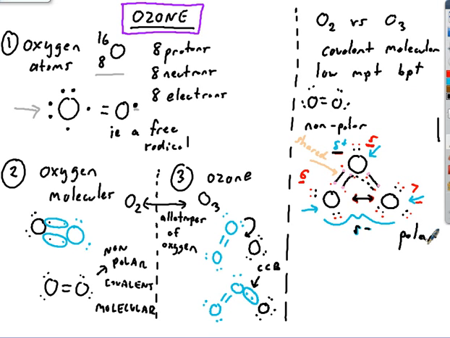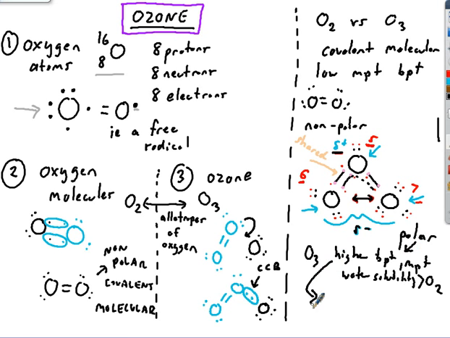Now, being polar, ozone has a slightly higher boiling point, melting point, and water solubility than oxygen. There is one other factor to consider though. It's not only because it's polar that it's got a high boiling point and melting point. The polarity does contribute to that. Another reason why it's got a higher boiling point and melting point is just because it's heavier. It's got 3 atoms compared to 2, and therefore it takes more energy to vibrate.